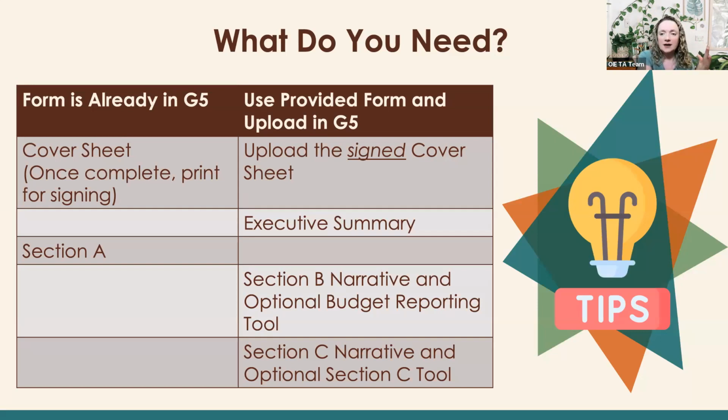Everything is in G5. Section B, the narrative and the tool are two separate forms. And Section C, the narrative and tool are forms. And those will all be done in those forms and then uploaded as a PDF into G5. So I think this is a good one to come back to if you're trying to figure out later, is this something I do there? Do they have a form for me? Come back and check here.